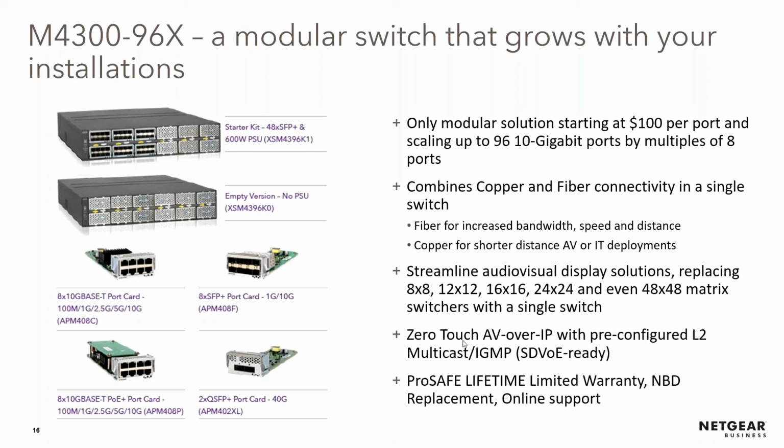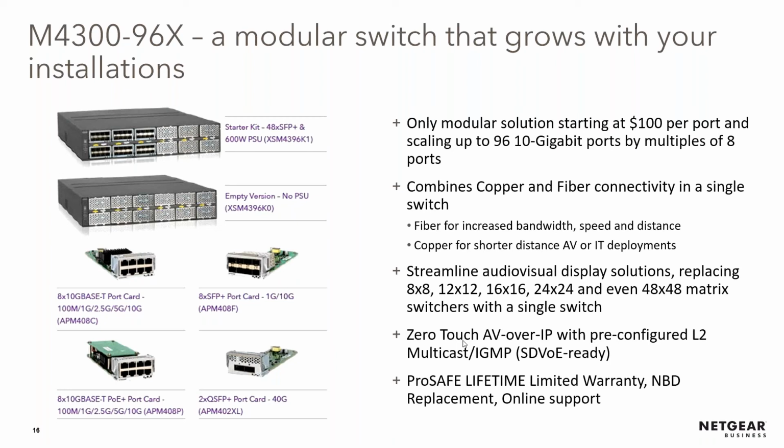Below that is the 8-port copper PoE Plus module. And if you see the little green board on top, that's actually the daughter card that provides the PoE Plus capabilities. Then, of course, we've got an 8-port SFP Plus. It'll support 1 gig and 10 gig. And then below that, we have a 2-port QSFP Plus card to provide 40 gigs. So it's kind of cool. You can provide up to 24 ports of 40 gig.